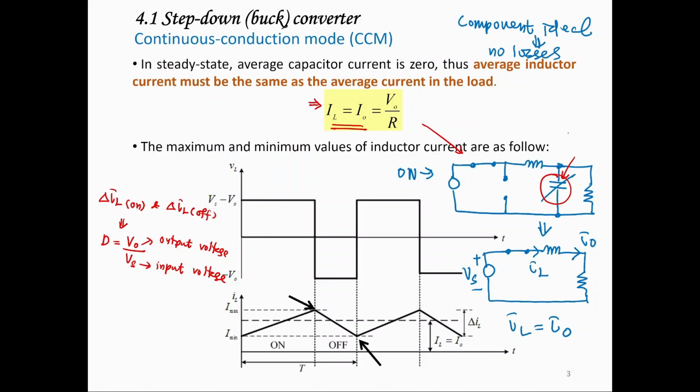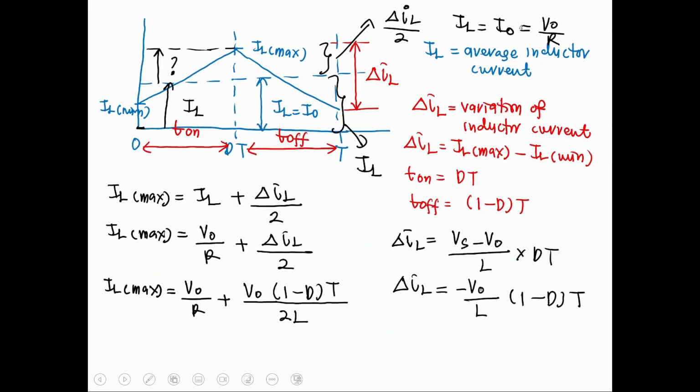So we omit this, and then this circuit becomes like this, which is our input voltage connected with your inductor and your load. And we can see clearly from here, this is your IL, and this is your I naught. So your IL will be equal to I naught, provided all components are ideal, which means there are no losses along the way. All right.